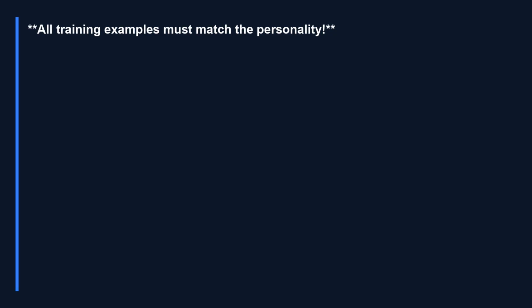This is the single most important rule in personality fine-tuning. Every training example must match the personality. Not most of them, not the ones where it's easy. Every single one. One off-brand example doesn't just fail to teach the persona, it actively teaches the model that the persona is optional. Consistency in training data is what creates consistency in model behavior.